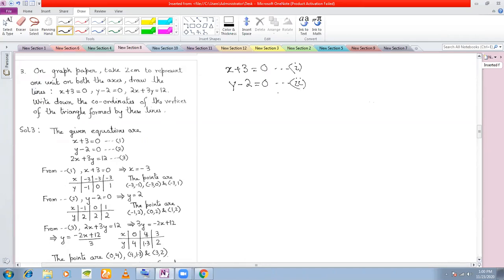See that the first line does not have a y. The second line does not have an x. Looks strange, but they are very easy to plot. 2x plus 3y is equal to 12 is the third line. Consider the first line.